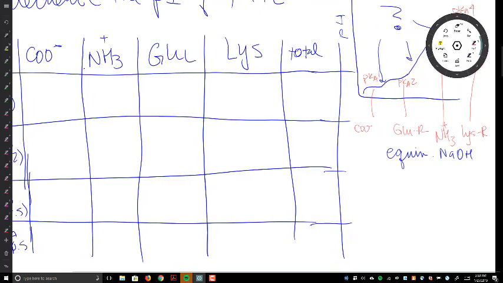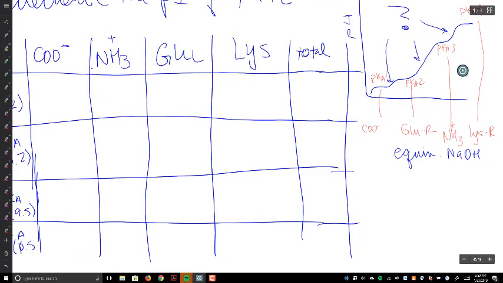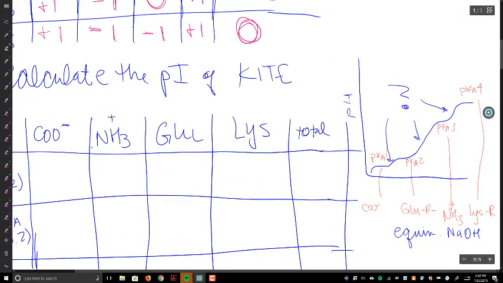So if we were to look at what the titration curve for KITE would look like, we would see that there would be 4 plateau regions representing the pKa of the C-terminus, the glutamate carboxylic acid group, the N-terminus, and then the lysine side chain amine group. So 4 different pKa's, so 4 flat areas, and then there'll be 4 more vertical areas between those. And in one of those areas between 2 pKa's, the total charge will equal 0. We just don't know which one it is.